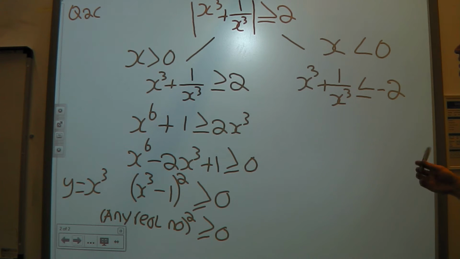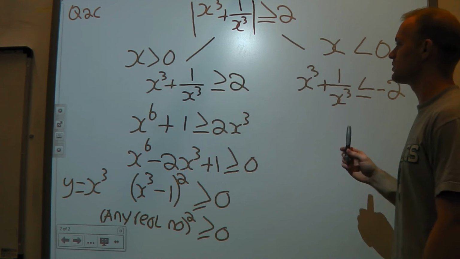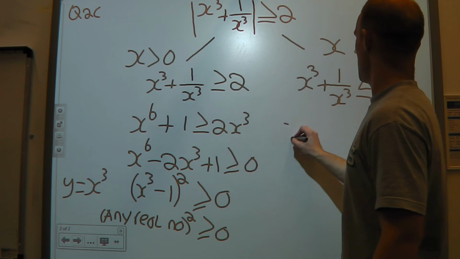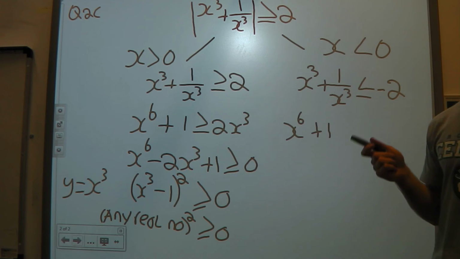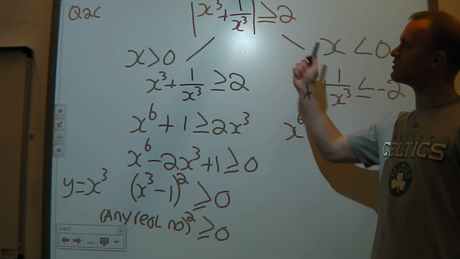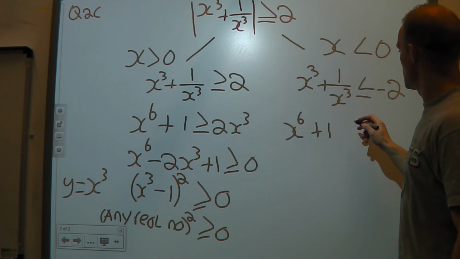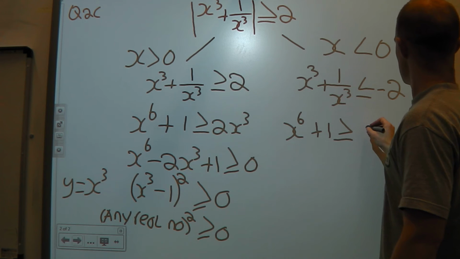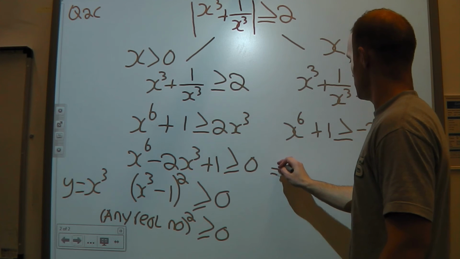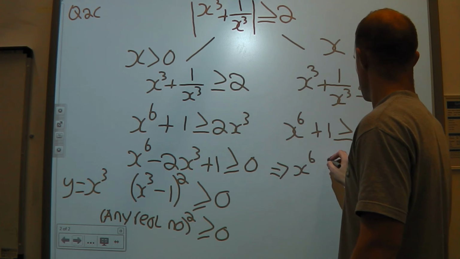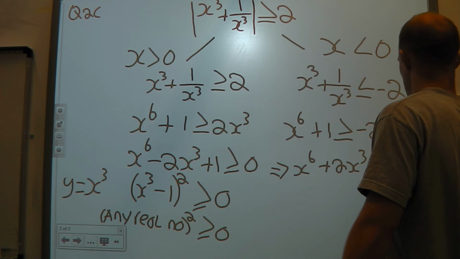So now what we want to do here as well is the exact same thing. We want to rationalize the denominator. So we multiply every term here by x cubed, but it's going to be slightly different from this one. So we get x to the power of 6 plus 1. Now, because we're multiplying by a term that's negative, remember x here is negative, so any negative number cubed is still going to be negative. So that means we're going to have to change around the inequality sign. So that's going to be greater than or equal to negative 2x cubed. And that implies that x to the power of 6 plus 2x cubed plus 1 is greater than or equal to 0.